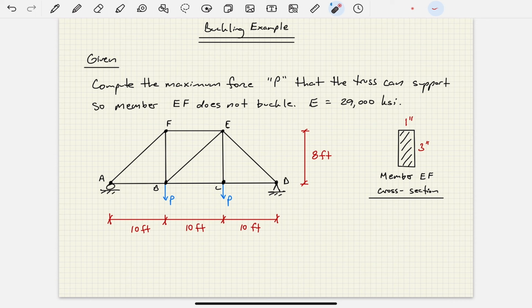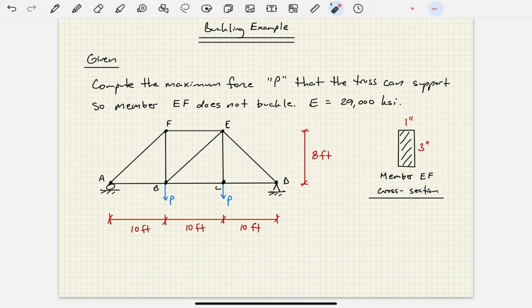But remember, we don't consider moment transfers between the members because these are pin-connected members, or we sometimes call them two-force members. So all of those internal loads are going to translate through the truss as axial loads, or loads along the axis of the member. So for example, this top chord will be in compression, whereas these bottom chord members, like I said a few minutes ago, are all going to be in tension, okay?